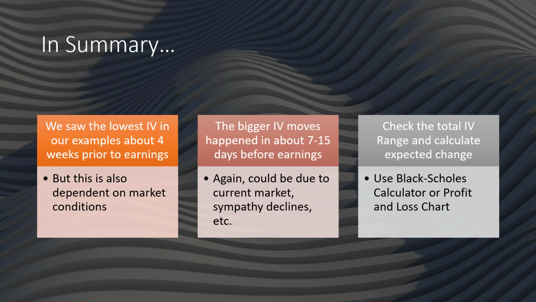Make sure you know what to expect. Check the total IV range from that option research page, and then calculate the expected change using either the Black-Scholes calculator or the calculate feature on the profit and loss chart to know your expectations of what could happen to your position in the worst case scenario of IV going all the way back down to the bottom range or even the mid range, as it's probably near its high right now or moving up to it.